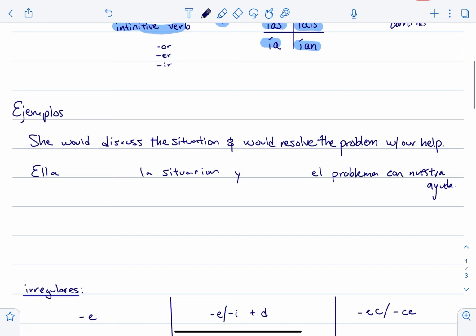Otro ejemplo. She would discuss the situation and she would resolve the problem with our help. Ella, discuss, discutir, and then the ella ending, ía. Discutiría la situación. And she would resolve. To resolve, resolver, ella ending, ía. Resolvería, she would resolve el problema con nuestra ayuda.